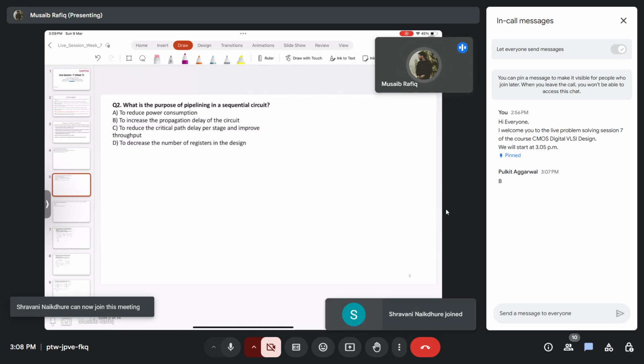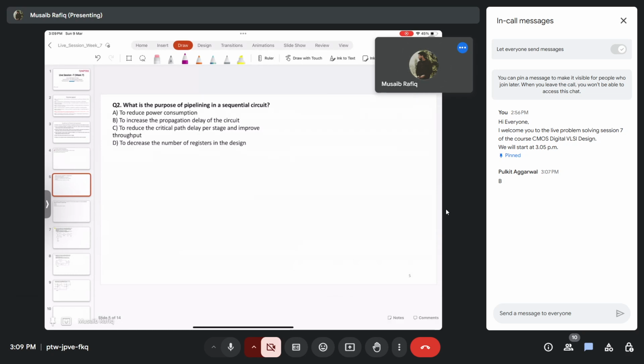So, what is the purpose of pipelining in a sequential circuit? Option A, to reduce power consumption; option B, to increase the propagation delay; option C, to reduce the critical path delay per stage and improve throughput; and option D, to decrease the number of registers in the design. Anyone? So, the correct answer to this is option C.